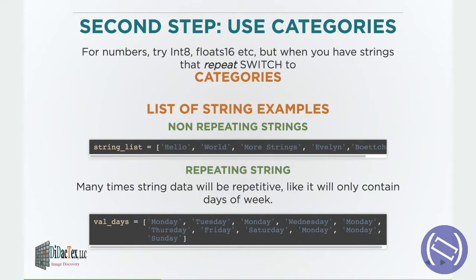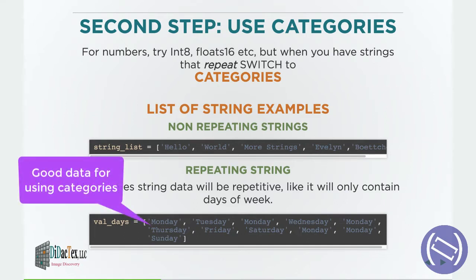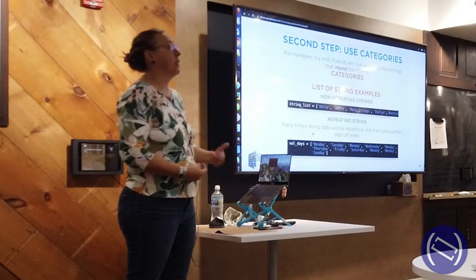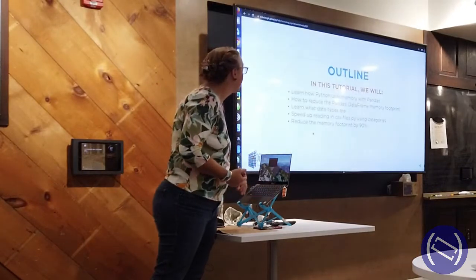But if you have repeating strings, like say you're pulling stock market data and you want to see the best day to sell, then you're going to have Monday, Tuesday, Monday, Wednesday, Monday, Sunday, Sunday, Sunday. Those are repeating strings, and that's when you want to use categories. This is where the magic of categories is.